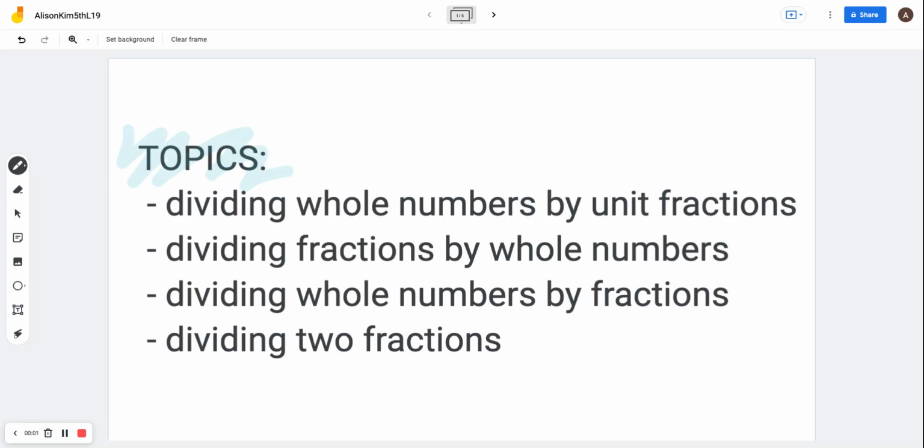Hi, fifth graders. Today's topics are going to revolve around dividing whole numbers by unit fractions, dividing fractions by whole numbers, dividing whole numbers by fractions again, and dividing two fractions.